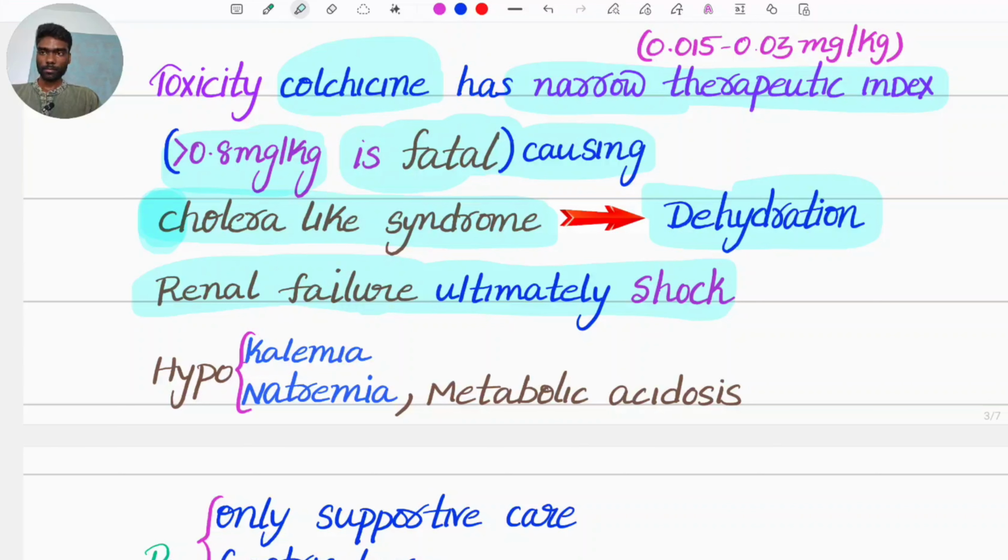Because of this dehydration, there will be electrolyte imbalance and acid-base imbalance like hypokalemia. In hypokalemia, it will affect the heart also. So there will be multi-organ failure, hyponatremia, metabolic acidosis. This is a very toxic product. If we give IV injections, it may prove fatal even on the bed while infusing. So no IV colchicine is available. That's why I didn't write IV injections in formulations.